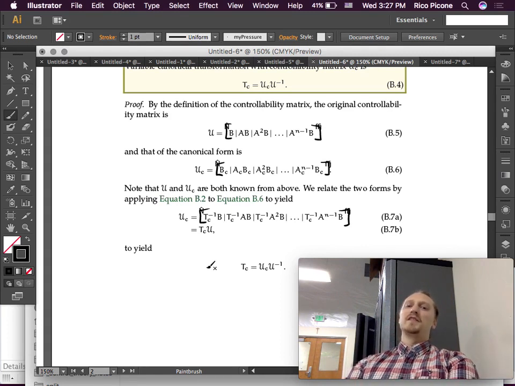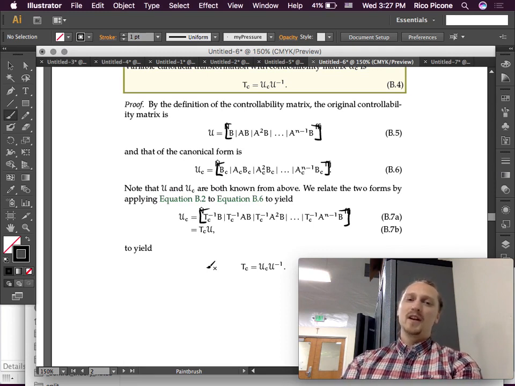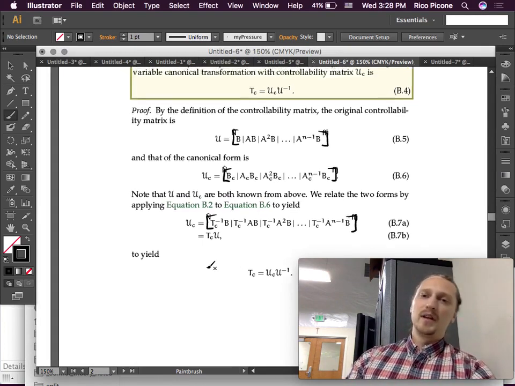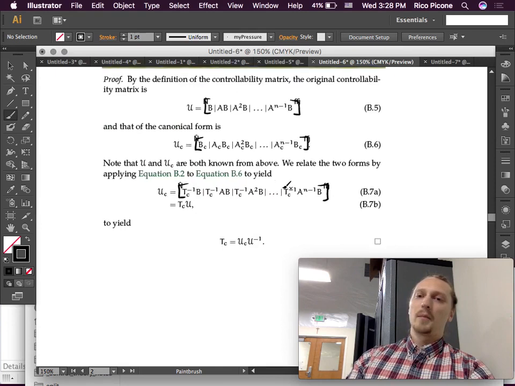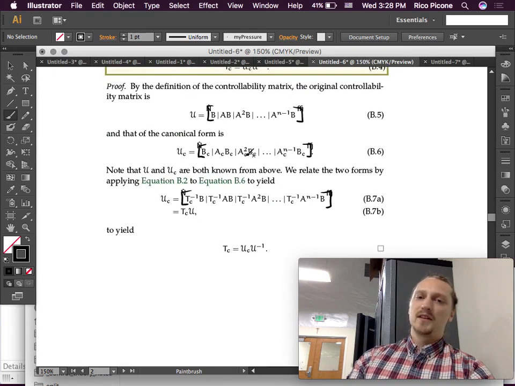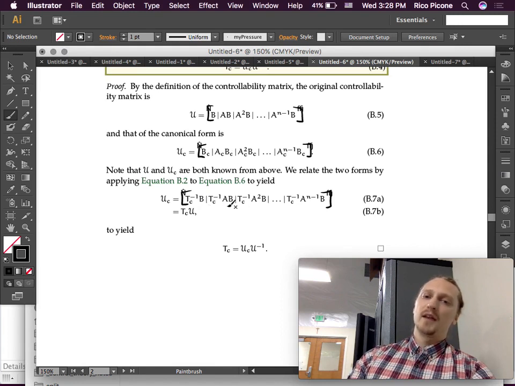and we can then plug these in. We relate the two forms by applying equation B2 to equation B6 to yield. So B2 is this transformation to B6, which is this UC. And we yield this. So we plugged in what BC is in terms of B, and what AC is in terms of A, and what BC is in terms of B again, etc., etc. Keep going.